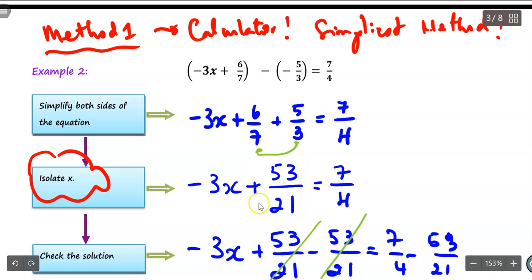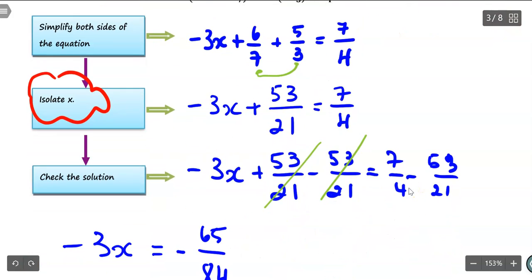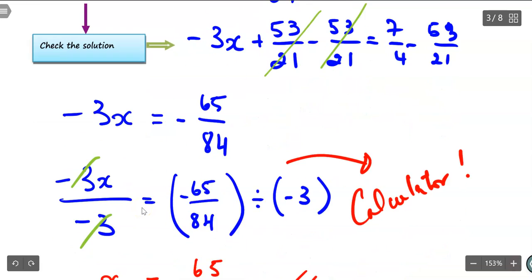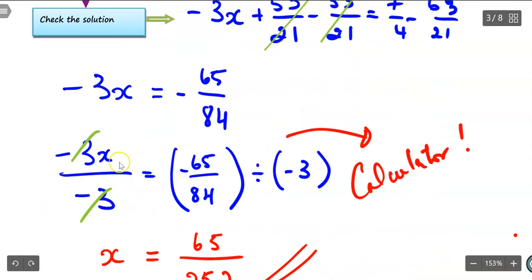You are having this sum as 53 over 21. And because you have to isolate the x, you want to get rid of 53 over 21 first, so you subtract 53 over 21 on both sides. Using the calculator, I end up with this fraction. And then I need to get rid of the negative 3, so I divide by negative 3 on both sides in order to isolate the x.